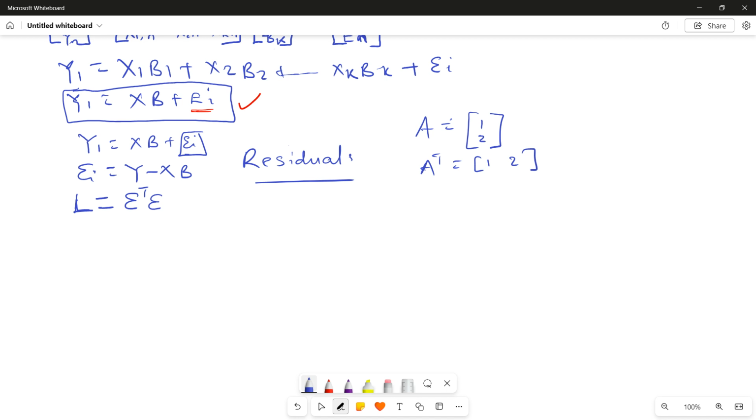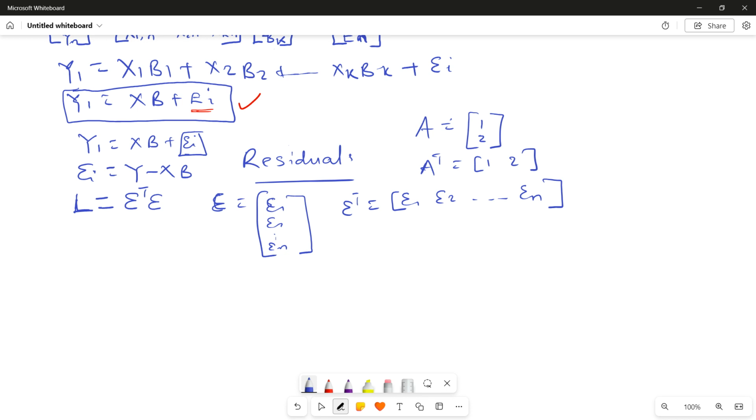So let's say that our vector that is containing the error term looks like this. We've got error term 1, error term 2, just like that up to error term n. Then it means that the transpose of this is going to be error term 1, error term 2 up to error term n, like that.